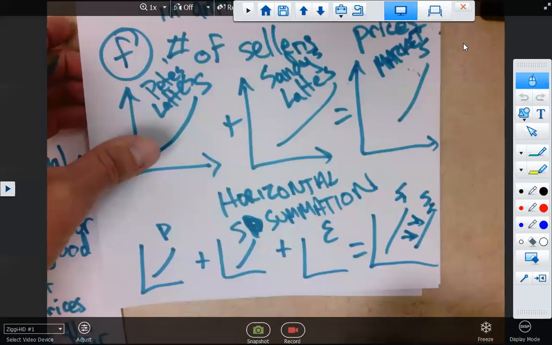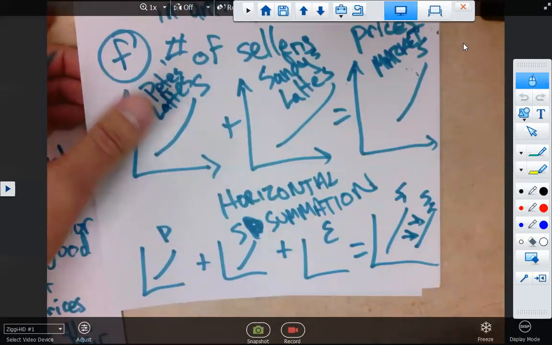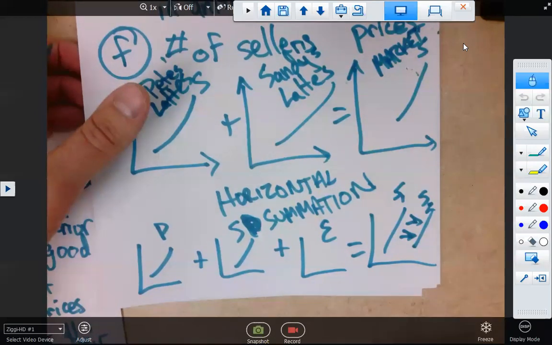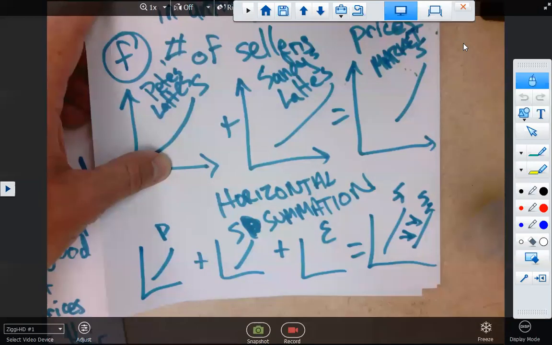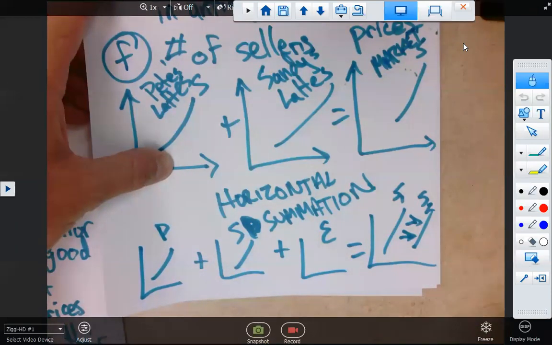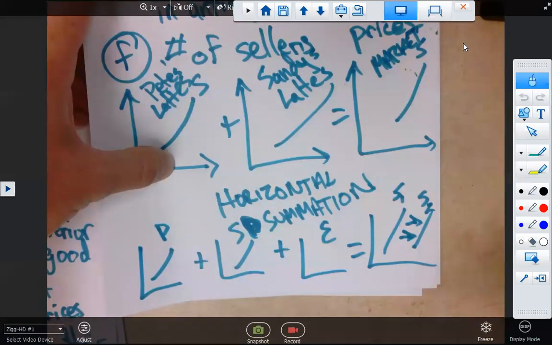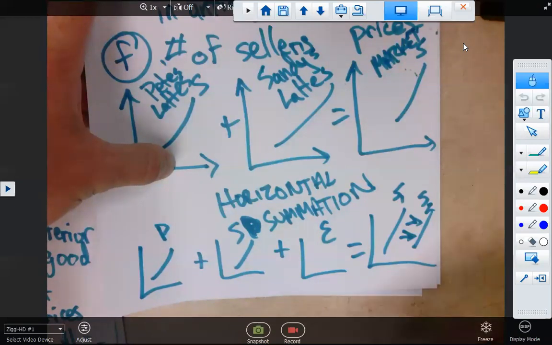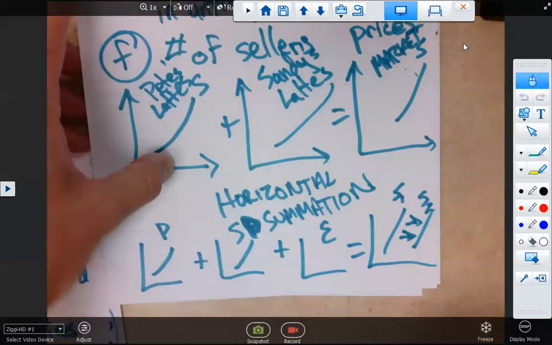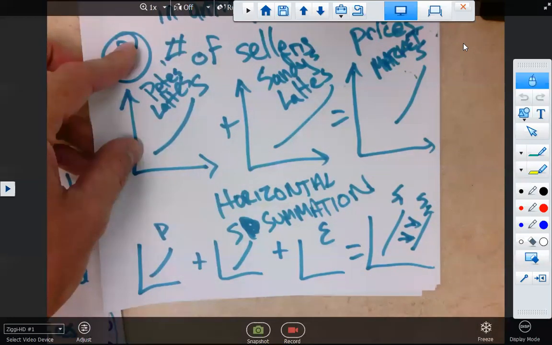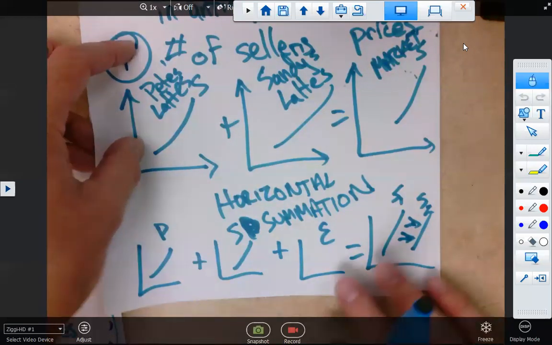Because at the end of the day, why are we learning all this? Why are we doing this? Why are we having to draw all these L's and then put a slash through it going either up or down? Well, at the end of the day, it's so that we can try and predict the movements of price and quantity based on certain events. Okay? So that's a very good segue into putting it all together.